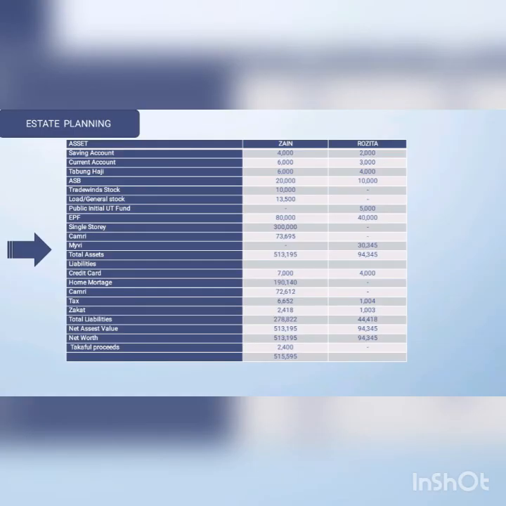Let us take a look at the estate planning for both Zain and Rozita. The total asset mentioned in estate planning for Zain is 513,195 and 94,345 for Rozita. The total liabilities for Zain is 278,882. For Rozita is 44,418.